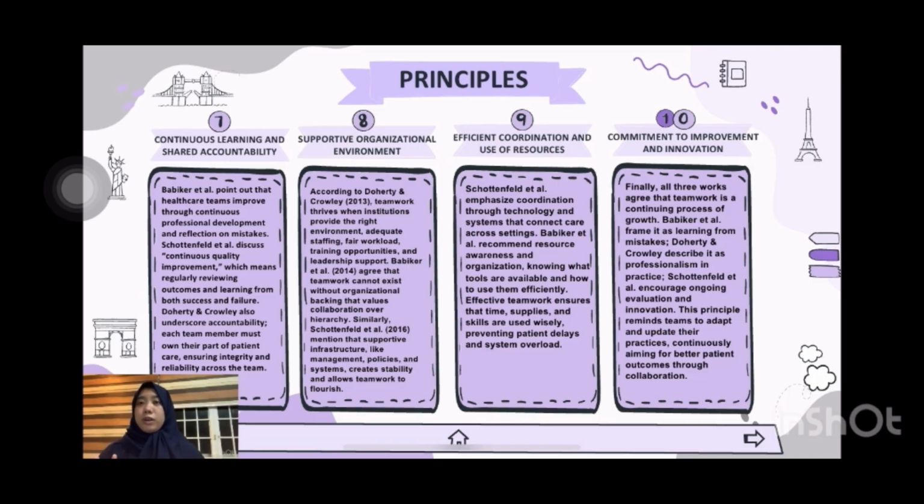9. Efficient coordination and use of resources. Scott and colleagues emphasize coordination through technology and systems that connect care across settings. Babiker and colleagues recommend resource awareness and organization, knowing what tools are available and how to use them efficiently. Effective teamwork ensures that time, supplies, and skills are used wisely, preventing patient delay and system overload.